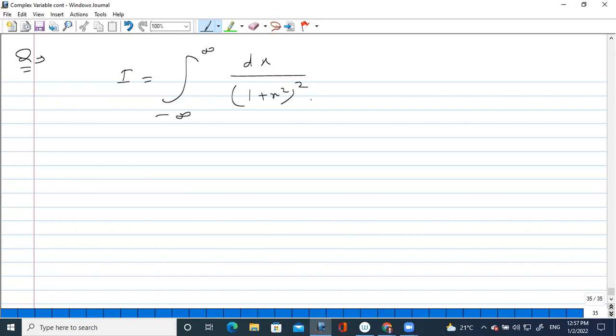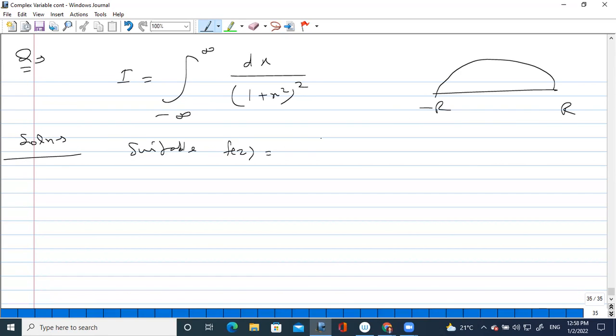Okay, so this is the question. So for this also your contour is the same. Okay, so here suitable f(z) will be 1 upon (1 plus z square) whole square. So you can say that this is 1 upon (1 minus iz) whole square into (1 plus iz) whole square. So two poles are there, iz and minus iz.